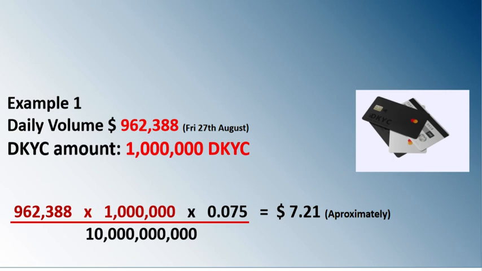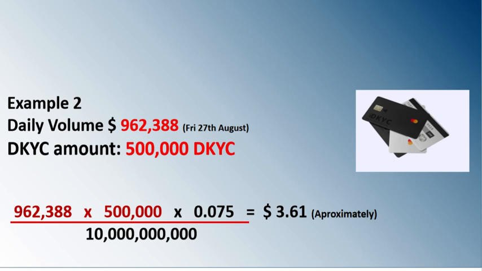For a daily volume of 962,388, which is a real volume, which happened on Friday the 27th of August, and assuming you hold a million DKYC, you can see that in the equation 962,388 would be the daily volume, 1 million would be your DKYC amount. You multiply that by the two numbers, which will never change, 0.075, and then you divide by 10 billion, and that'll give you $7.21 approximately. That comes out to like $210 a month, which is not bad for free money, I believe.